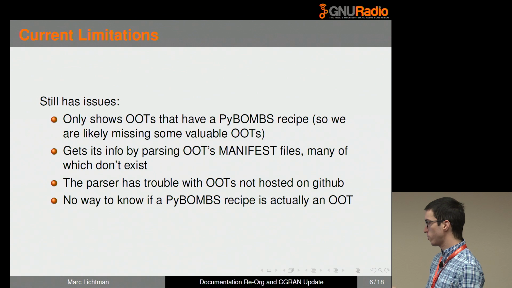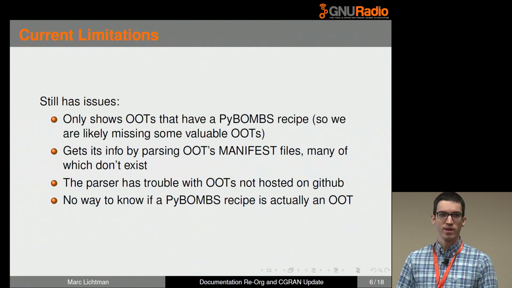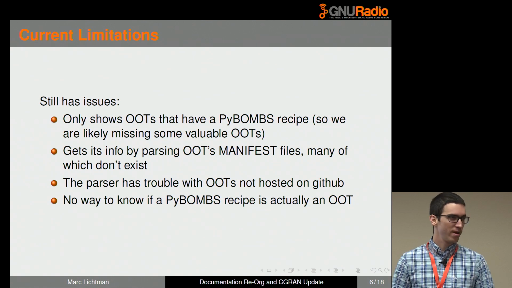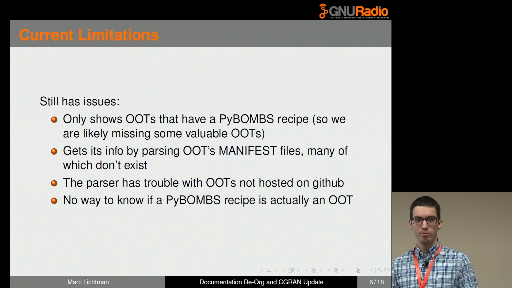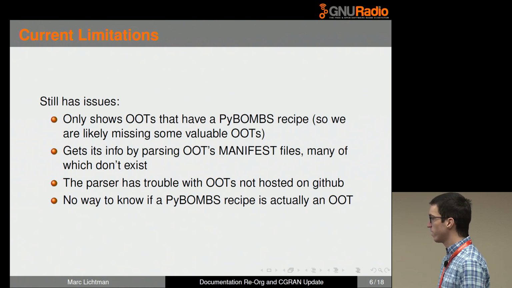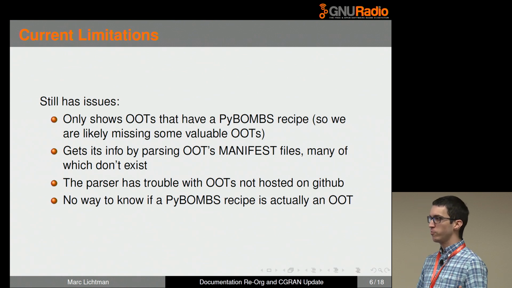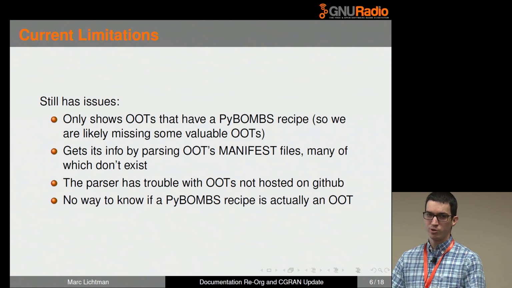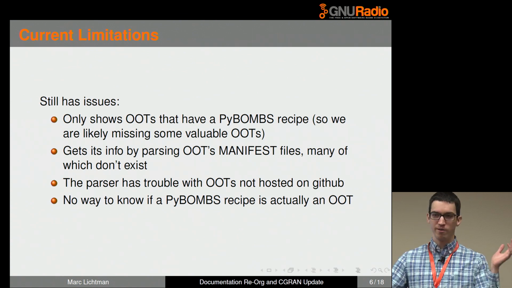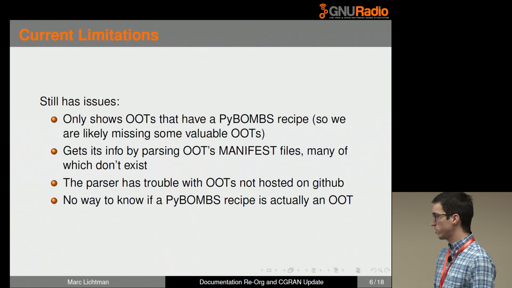One actual issue with CGRAN is that it only works well for out-of-tree modules hosted on GitHub, which is a large majority of them. But the other ones have to be manually parsed out just a little bit. And then another issue is that there are a lot of PyBombs recipes that are not actually out-of-tree modules, and there's no automatic way to know whether it's an out-of-tree module or just some library that another out-of-tree module needed. So I've had to make a blacklist for all the non-out-of-tree modules. But those are just some little limitations of CGRAN.